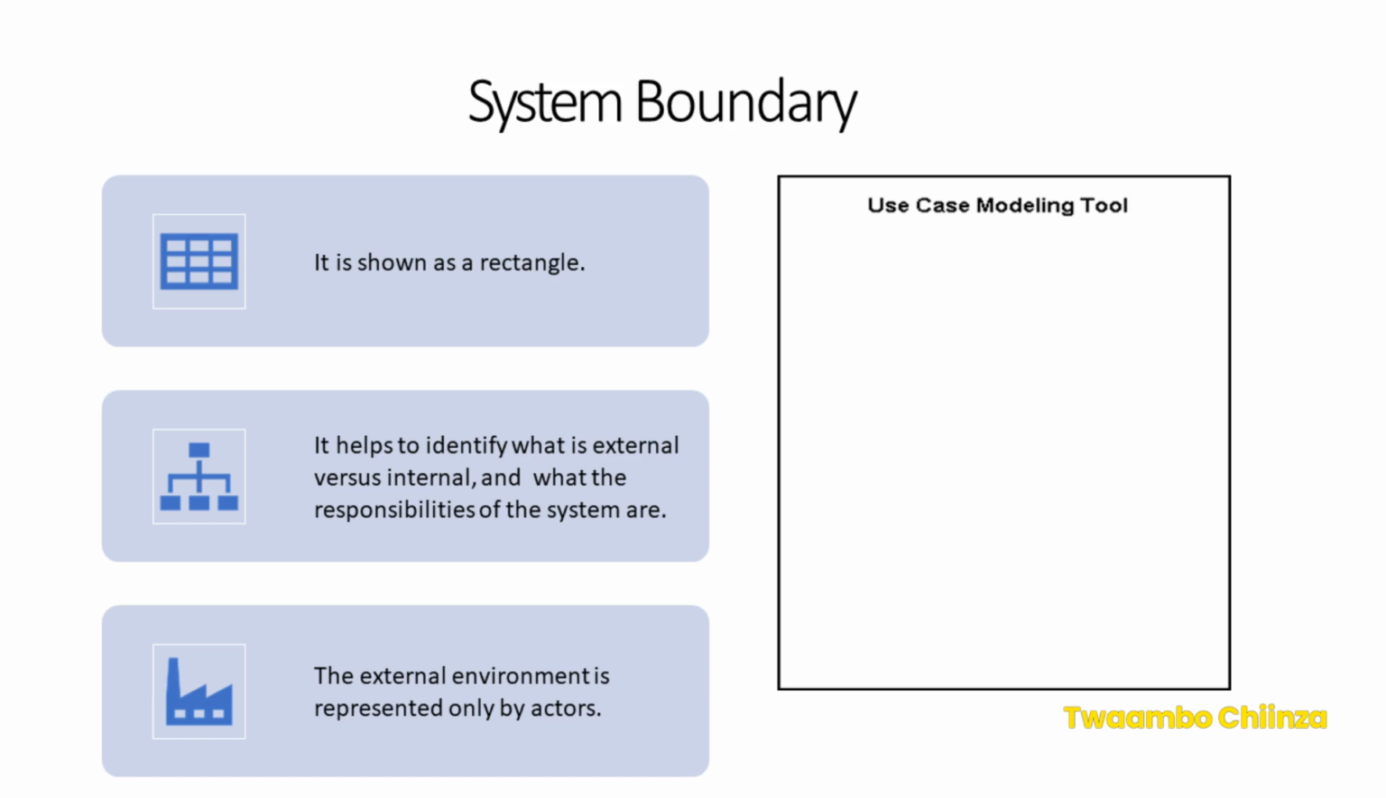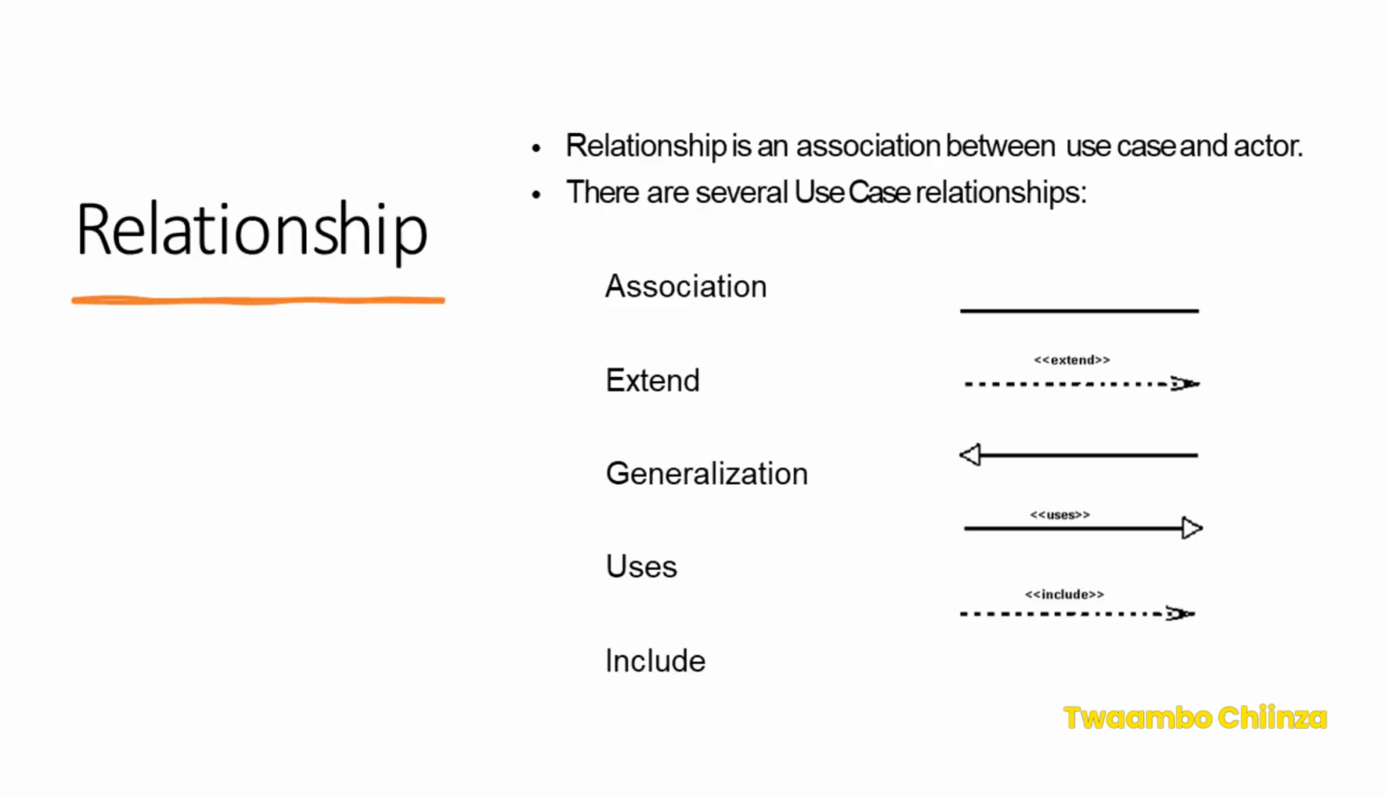The system boundary is a critical element for ensuring that the scope of the system is well defined, preventing confusion about what is included in the system's functionality and what is handled externally. Relationships in use case diagrams include associations, extends, generalizations, uses, and includes. These relationships define how use cases interact with each other. We will look at them in the next series of slides.